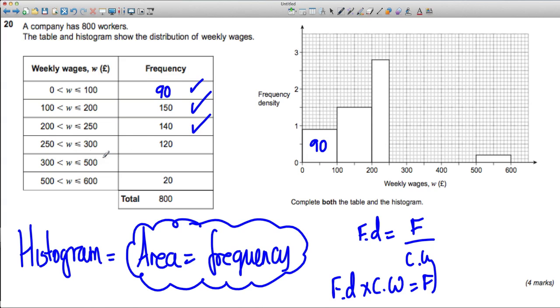Now, between 250 and 300, we have 120. So we're going to go across like this. Between 250 and 300, we need 120. So we've got 50 width here. What height do we need? Well, if we went up 1 unit, that would simply be 50. If we went up 2, that would be 100. And each 0.1 adds us 5. So we'd have to go up to 2.4.